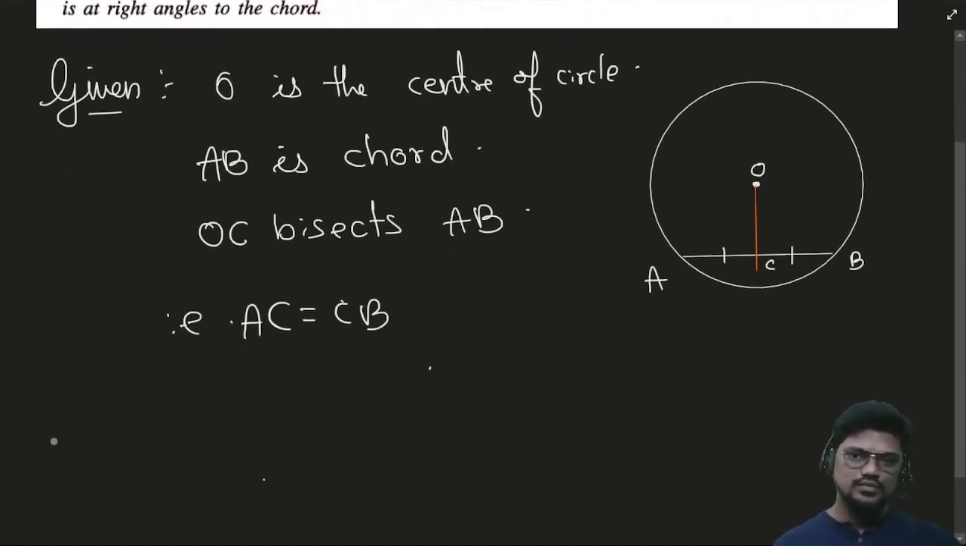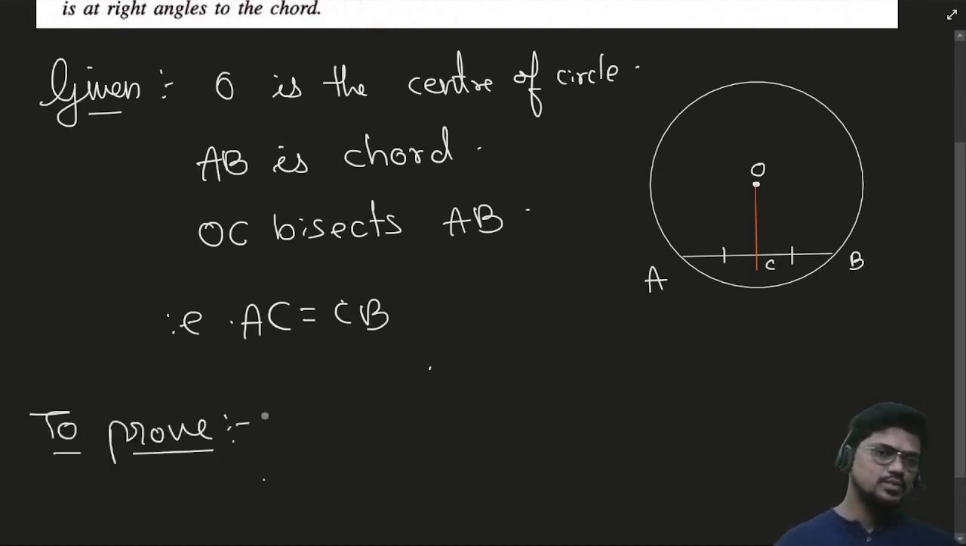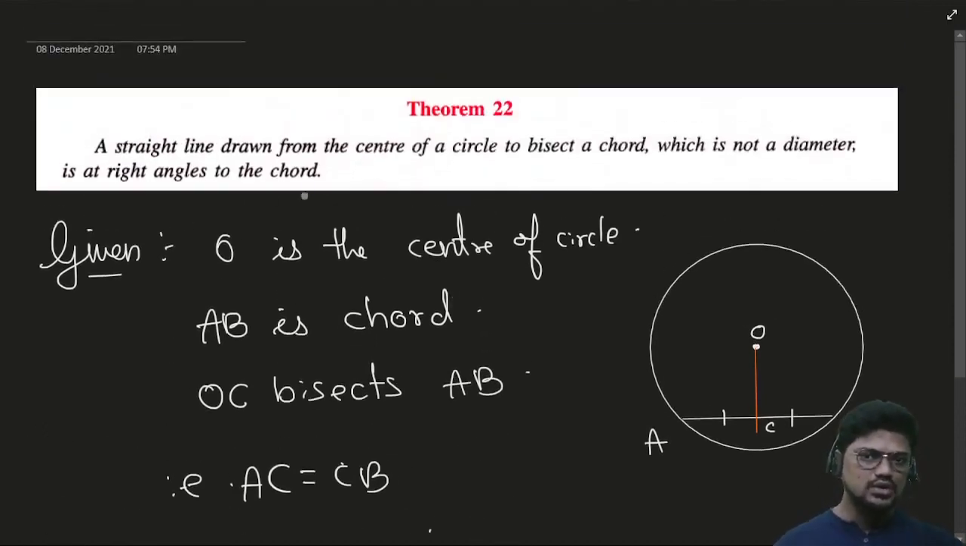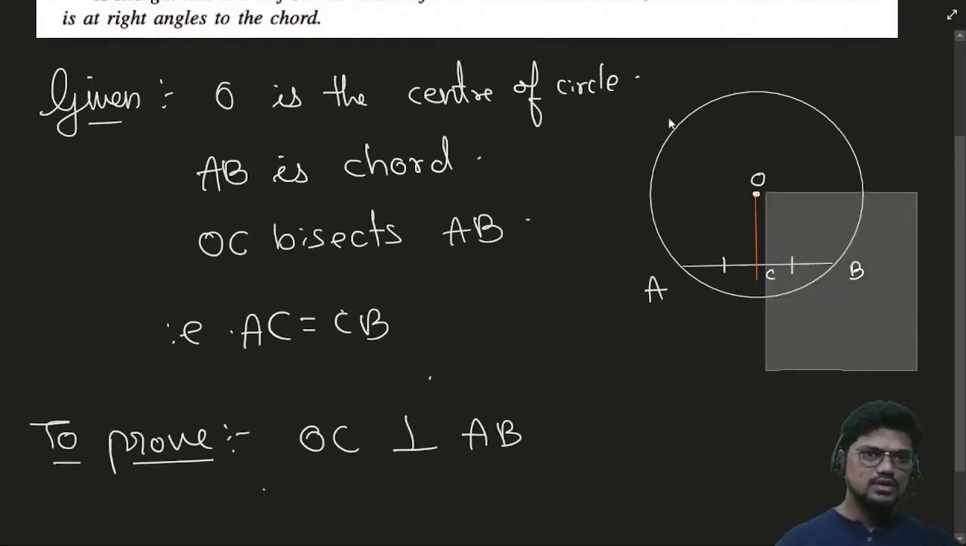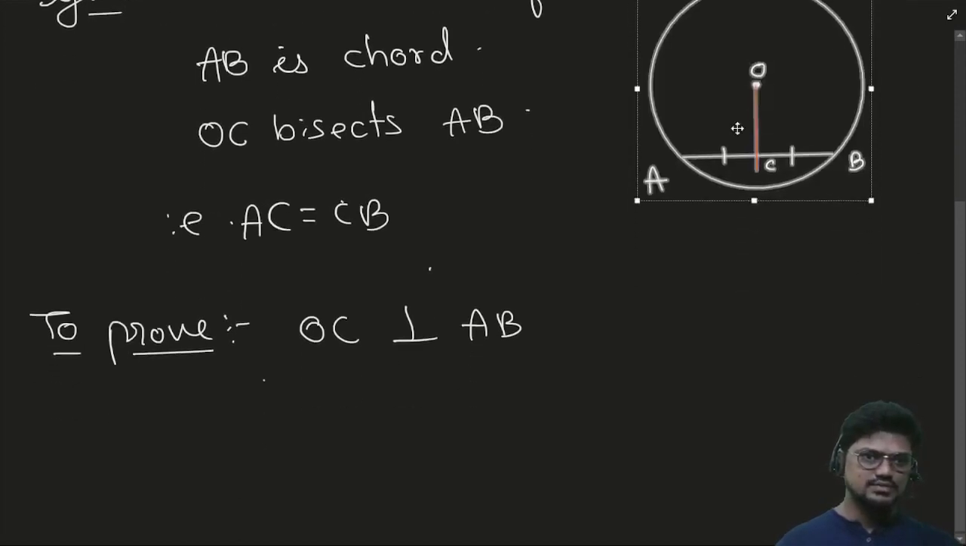What you have to prove in this? That OC is perpendicular to AB, is at right angle to the chord. That's what you need to prove. Yes or no? Got it? Now let's do the proof of this.